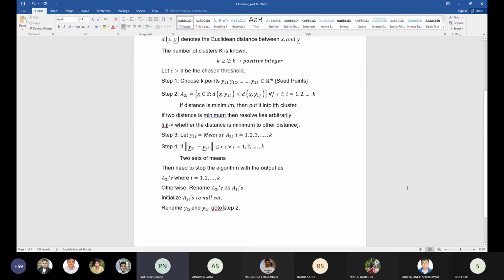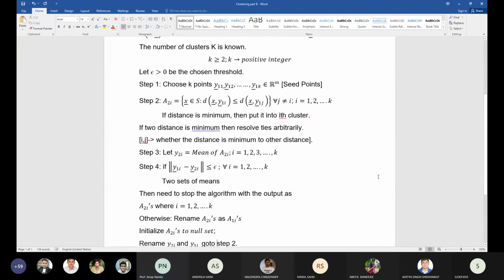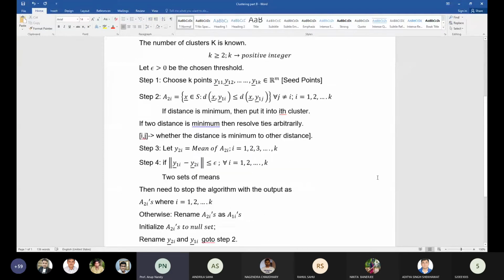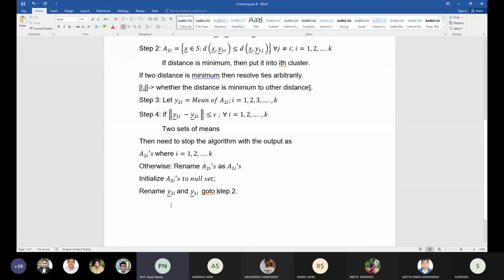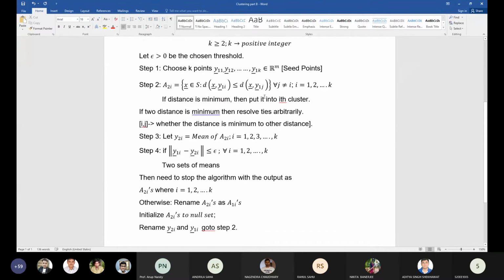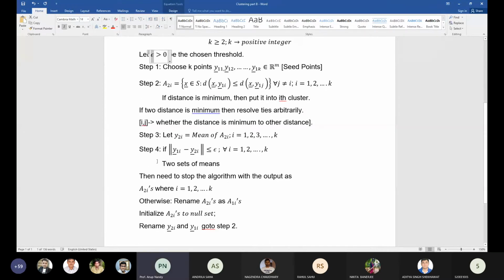So this is the algorithm. Today I already sent you one PDF file, because I have sent a zip file today, where you can get this K-means algorithm that is written over there. Now, what is epsilon? Threshold, sir.